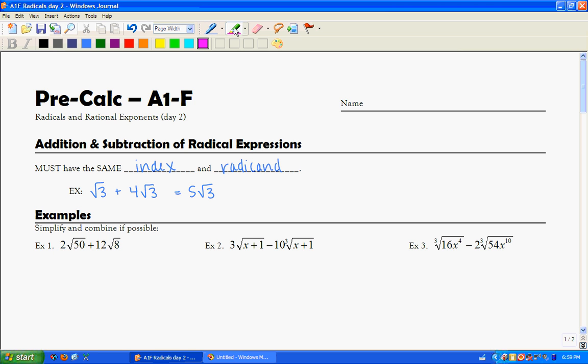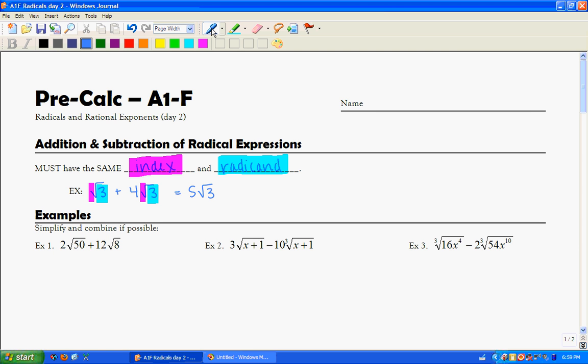Since the index and the radicand are the same, you can treat it as one big variable. Like 1x plus 4x would be 5x, where x is the square root of 3.